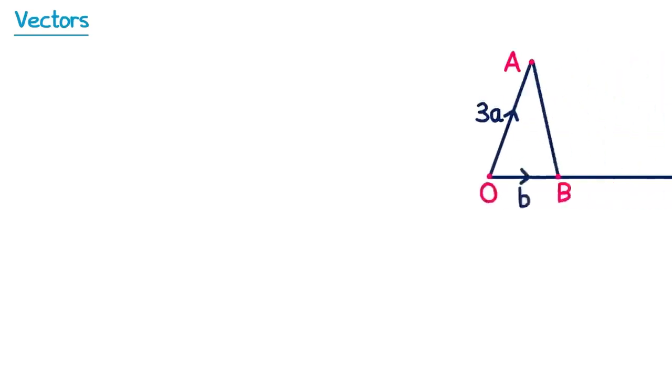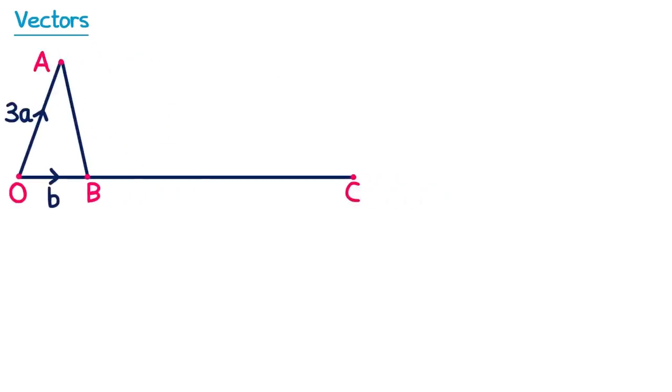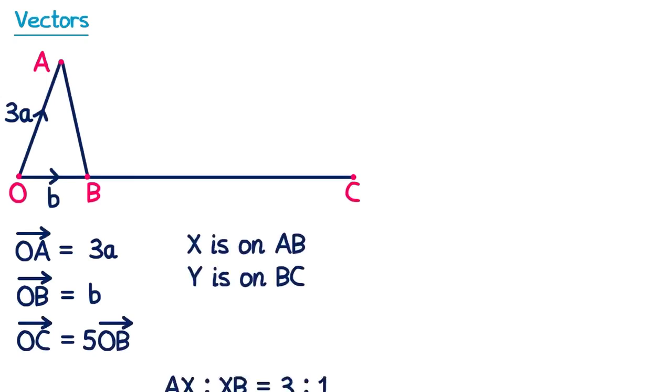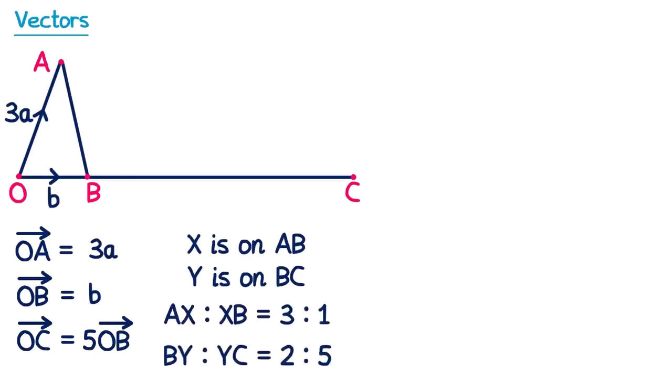Now that we've looked at midpoints, we're going to extend this and look at questions with ratios. So let's take this diagram here. And the basic information is given to us. OA is 3A and OB is B. You can see those on the diagram. But we're going to add even more information. We're going to say that OC is 5 lots of OB, and there's a point X which is on the line AB, there's a point Y that's on the line BC, and then these two ratios are true. AX to XB is 3 to 1, and BY to YC is 2 to 5.